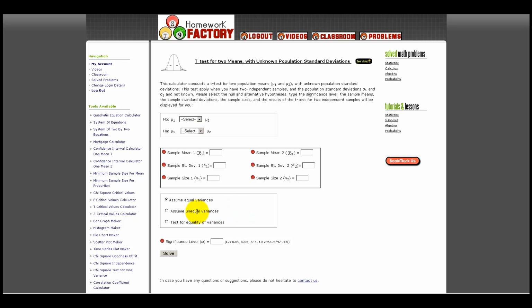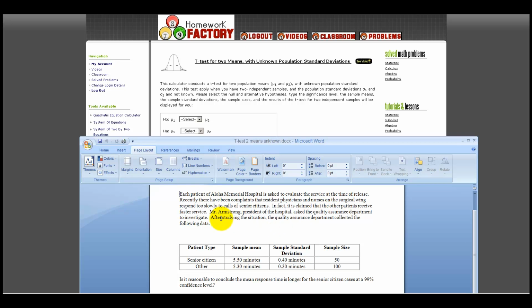So well, you just probably have to follow the cue of the sample problems. Let me show you a sample problem so you can just take a look. In this case, it says each patient of Aloha Memorial Hospital is asked to evaluate the service at the time of release. And so there's two.